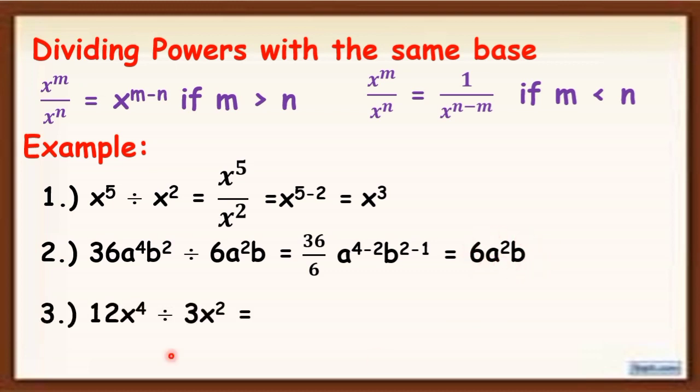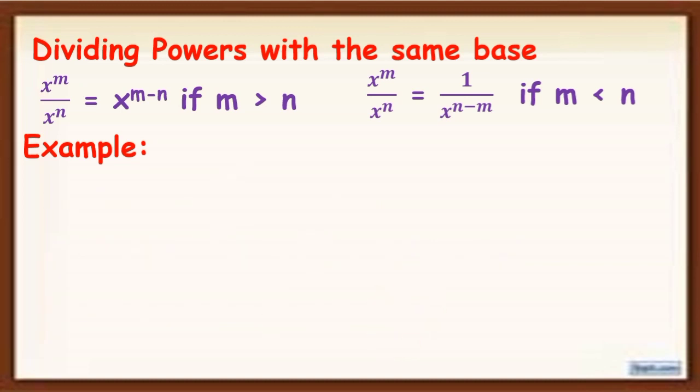Another one, 12x^4 divided by 3x^2. So 12 divided by 3 times x^(4-2). So the final answer is 4x squared. Why 4x squared? 12 divided by 3, the answer is 4. Copy the x and then subtract the exponent of x, which is 4 minus 2. The answer is 2. That's why our final answer is 4x squared.